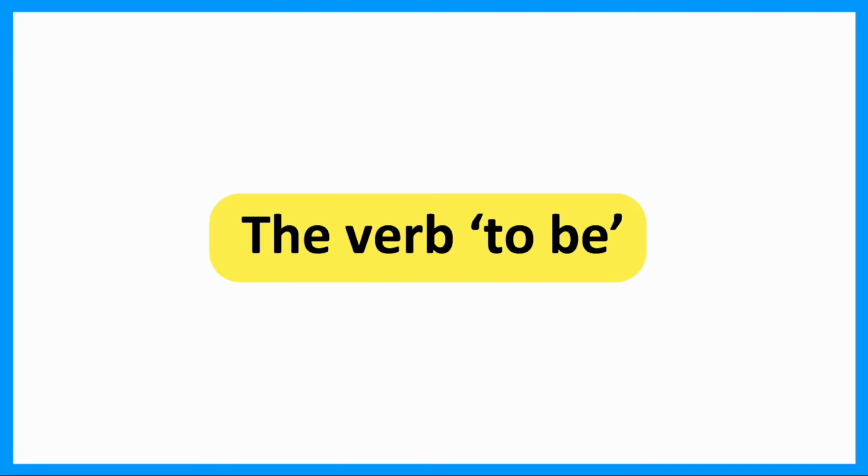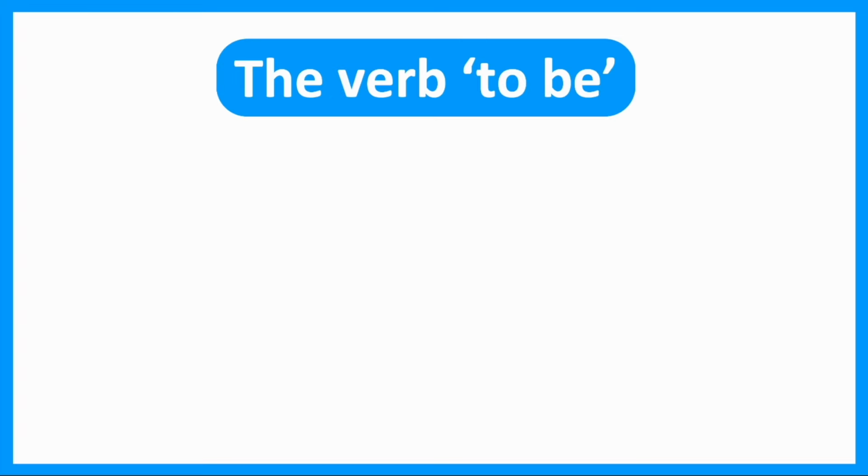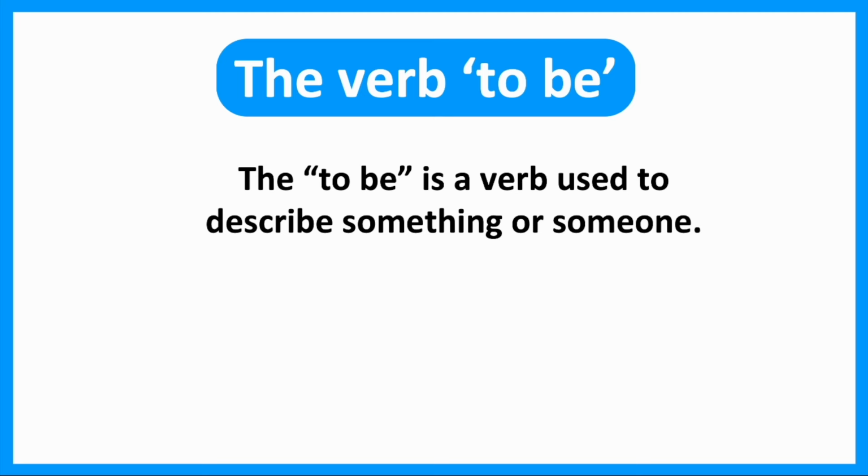The verb to be. In this lesson, we will go through what the to be verb is. We will also go through lots of examples to help you. The to be is a verb used to describe something or someone. Not all verbs look like actions. The verb to be can be more difficult to identify.